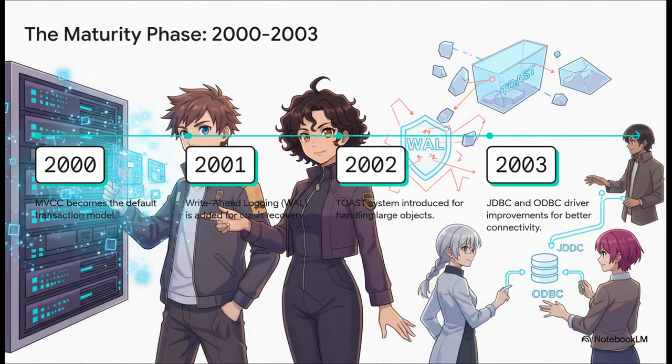You can really see how all the pieces came together during this time. After MVCC became the default in 2000, the very next year brought write-ahead logging, or WAL. You can think of WAL as the database's indestructible black box recorder. It logs every change before it actually happens, which guarantees that even if the whole server crashes, your data is safe. Then in 2002, we got TOAST, a really clever system for storing huge things like images or big documents without bogging everything down. And finally, by 2003, better drivers made it super easy for pretty much any application to connect to Postgres. Each new feature was like adding another layer of armor, another layer of trust.